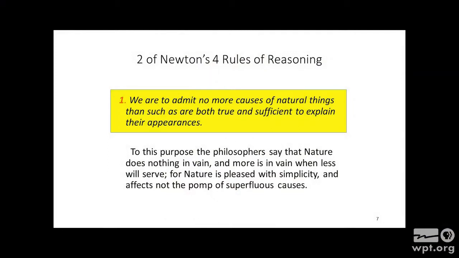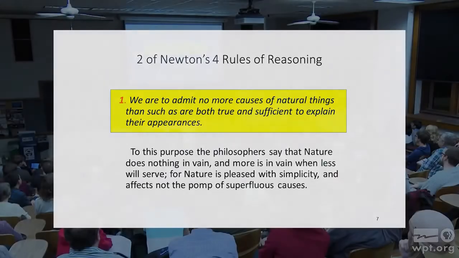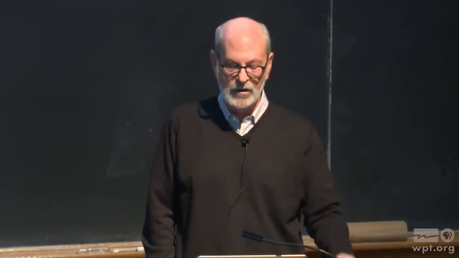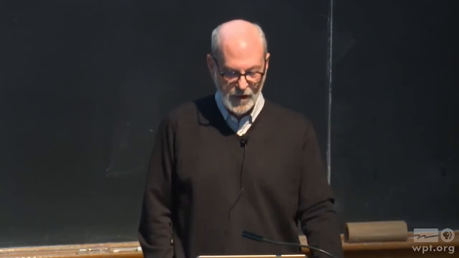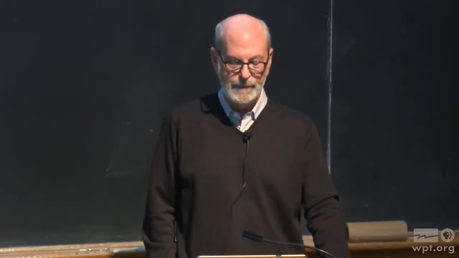So here's Newton in his book, the Principia, the mathematical principles of natural philosophy, he called it. And he lays down 4 rules of reasoning there. I'm going to talk about 2 of them just to give you a flavor of how Occam's razor is part of the scientific revolution. So Newton says, we're to admit no more causes of natural things than such as are both true and sufficient to explain their appearances. Here's his justification in the Principia. To this purpose, the philosophers say that nature does nothing in vain. That's a little catchphrase from Aristotle. And more is in vain when less will serve. And here's some beautiful poetry. For nature is pleased with simplicity and affects not the pomp of superfluous causes. Isn't that great?